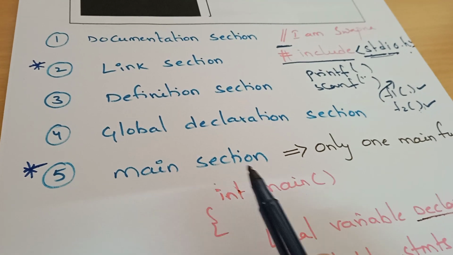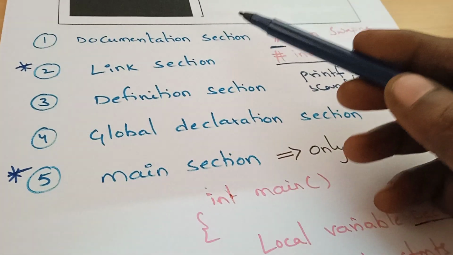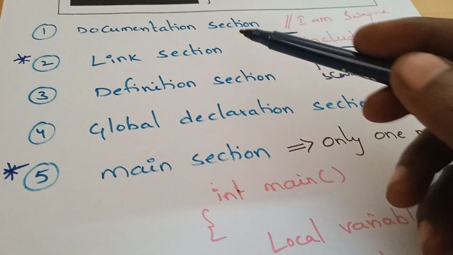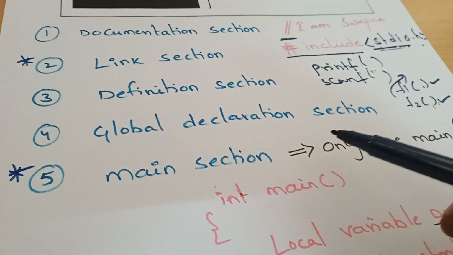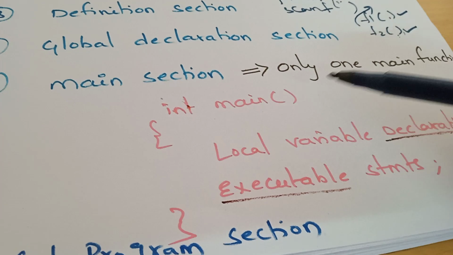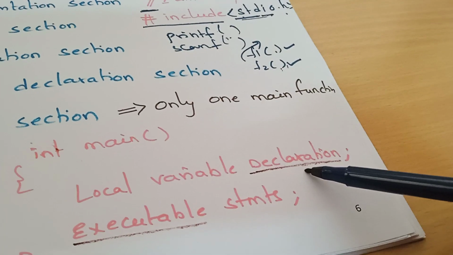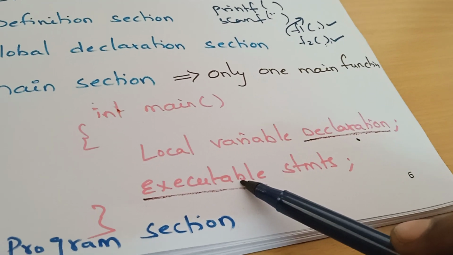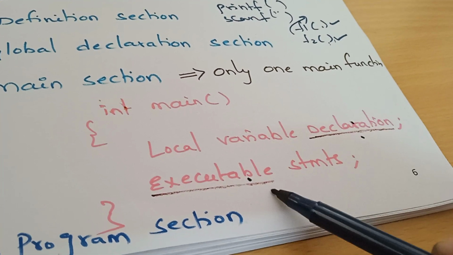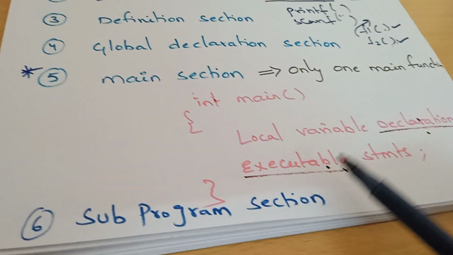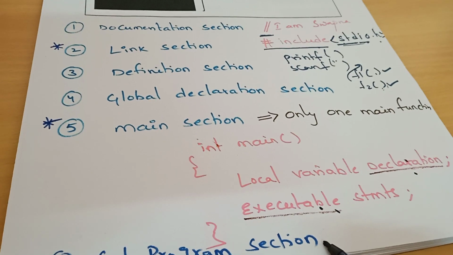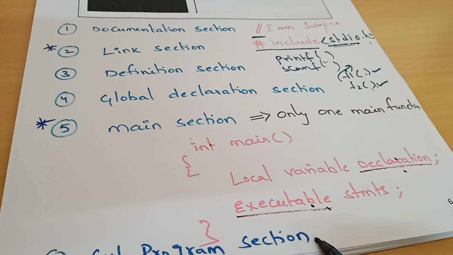And the next is the main section. Did you notice? All these are available before main comes. I'll write a sample program to understand all this. In the main section, we mostly write the declaration part and the executable statements, one declaration statement and one executable statement. There is also the optional subprogram section, right? So all these make up the structure of a C program.